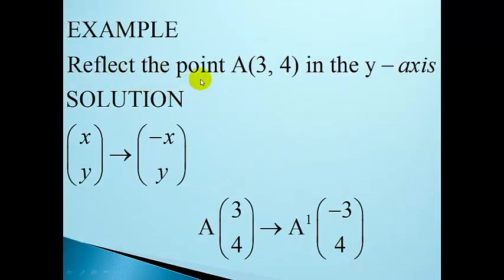Example, reflect the point A(3, 4) in the y-axis. From the rule (x, y) maps to (-x, y), you negate the x coordinate of the point, but the y coordinate remains the same. So given the point A(3, 4), this maps to A', the image. We negate the x coordinate, 3, and the 4 remains the same. So we have (-3, 4).